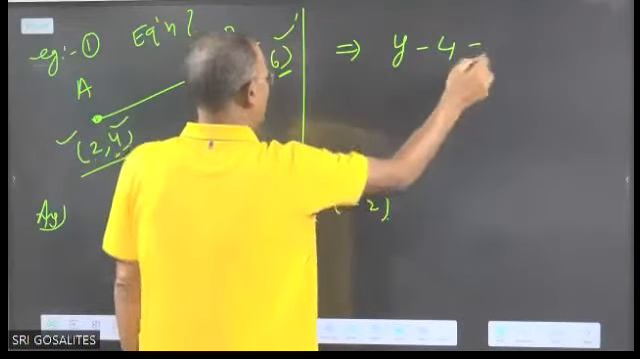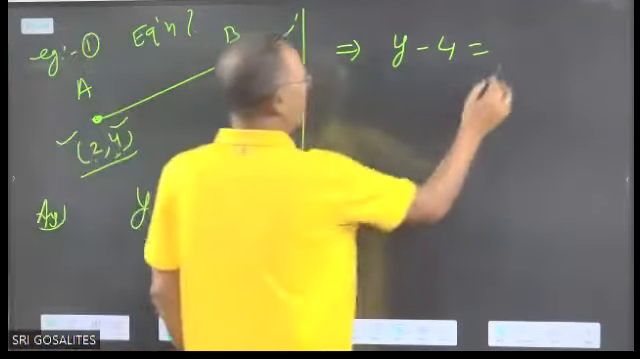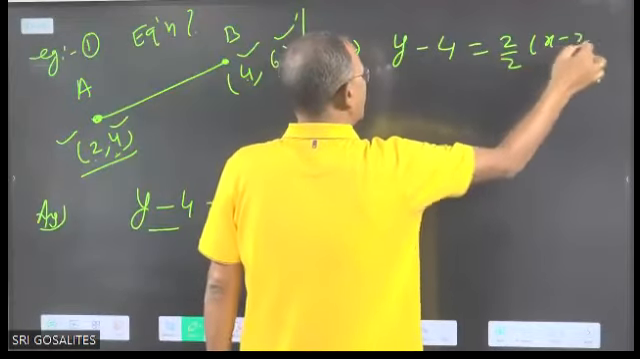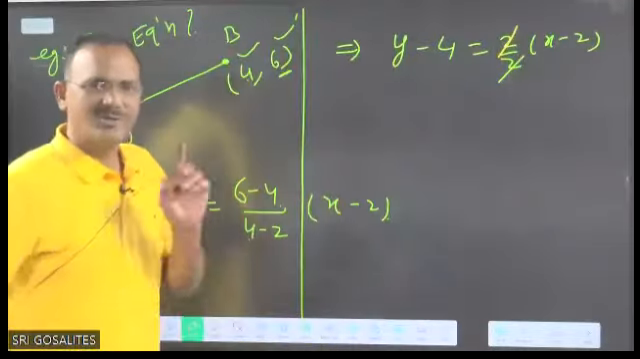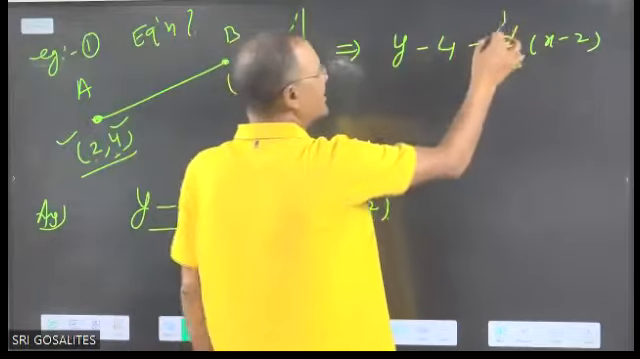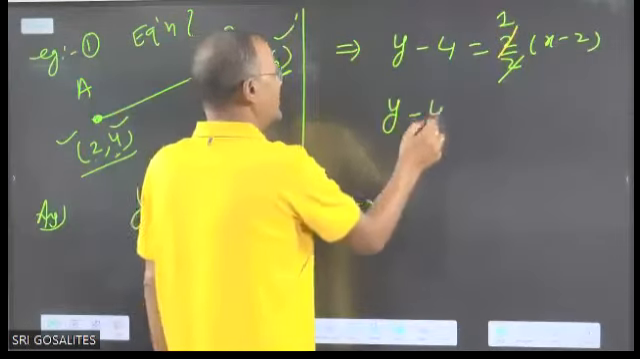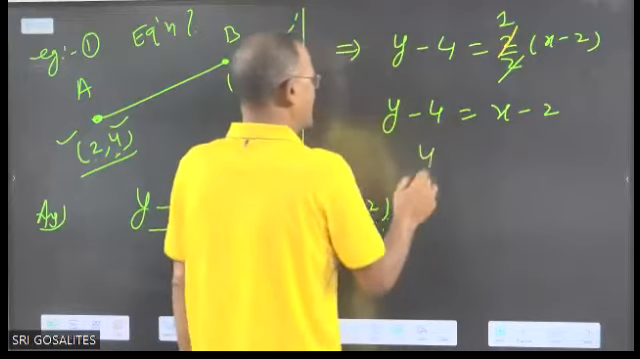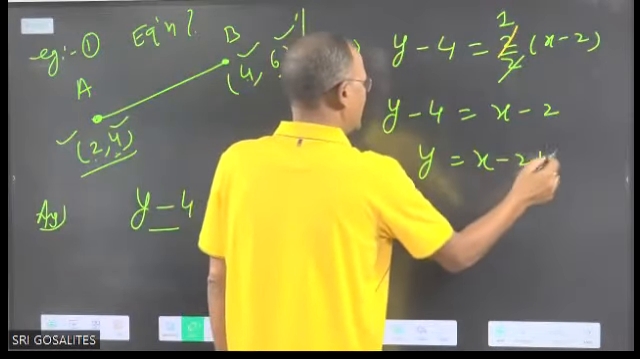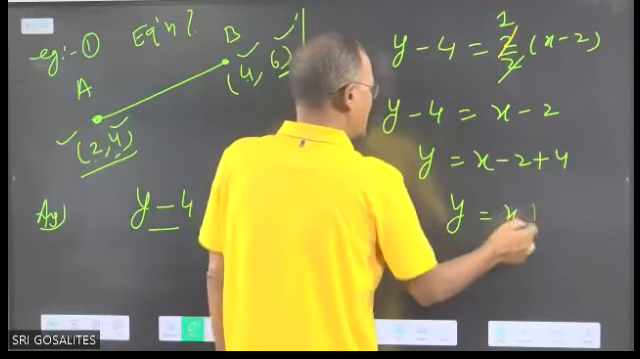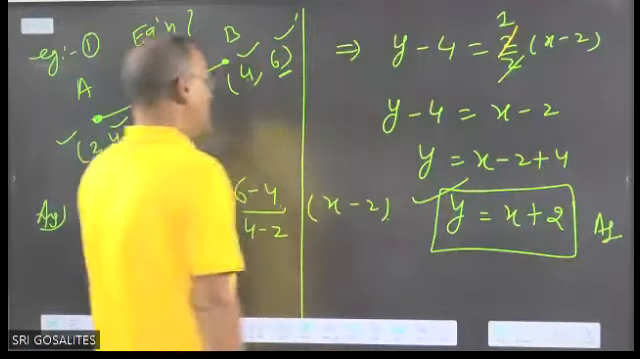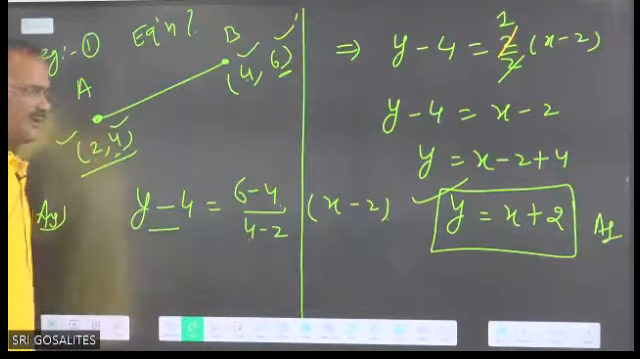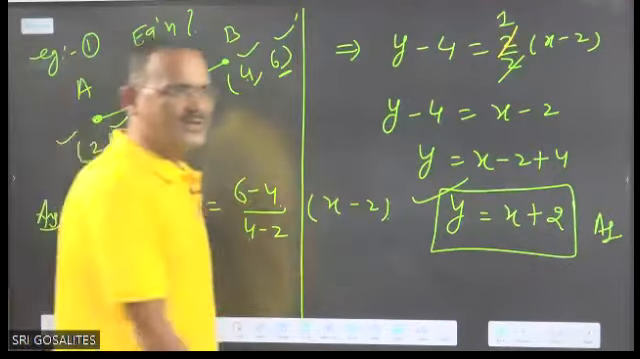y minus 4. This is 2 by 2. 2 by 2 is 1, of course. You know this? 2 ones are 2. How interesting it is! It is great fun to cancel this. y minus 4 equals x minus 2. So y is equal to what? y is x plus 2. So this is the equation of this line. Copy this, please. Is that clear to you all? Raise your hands, children. Those who understood, raise your hands.